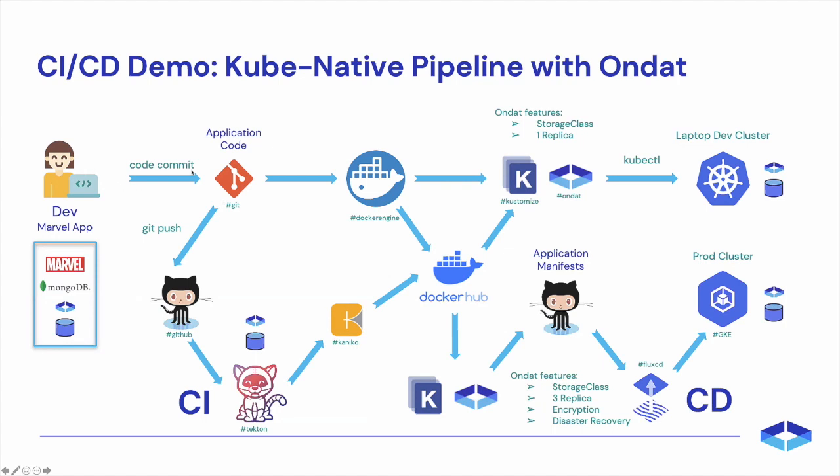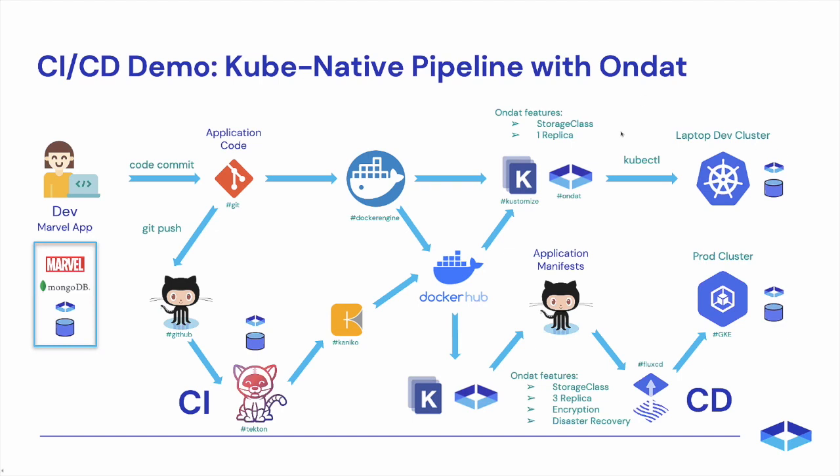So the pipeline is this one. First, the developer commits code locally on his station. That is going to trigger a CI pipeline that builds the Docker image and pushes it to Docker Hub. And at the same time, because we are working in the development environment, we use Kustomize, which allows you to create manifest overlays depending on your environment, and we're going to take a look at this in detail.